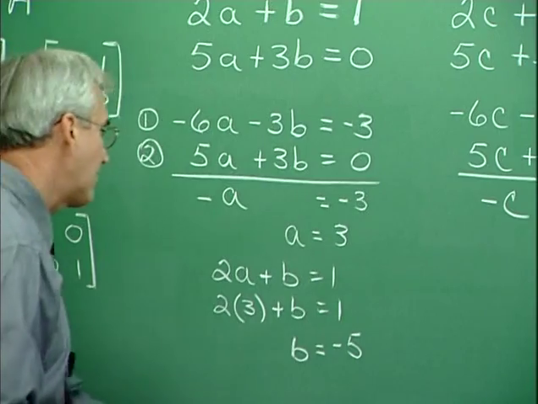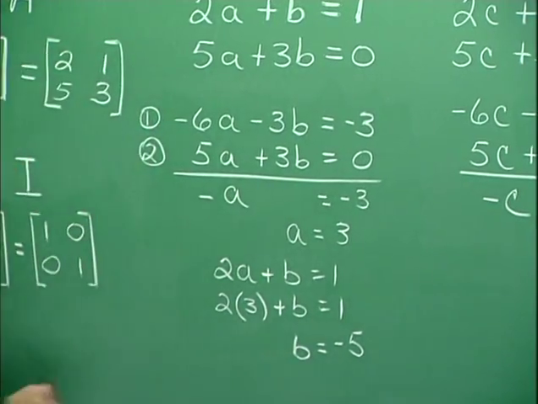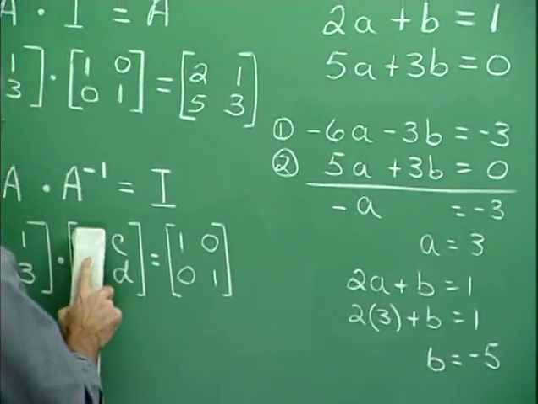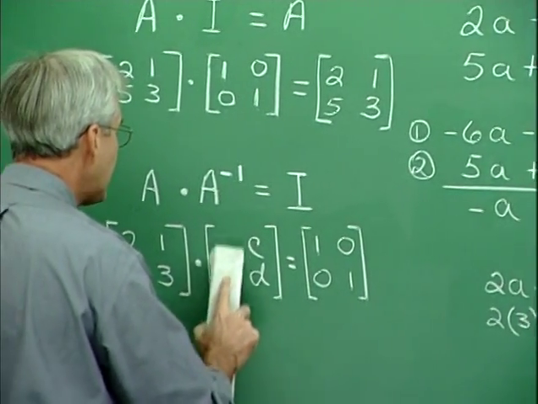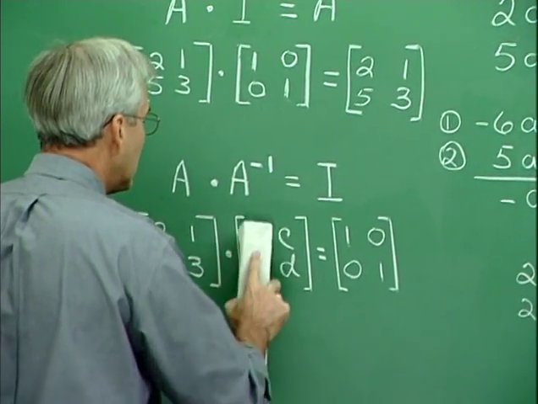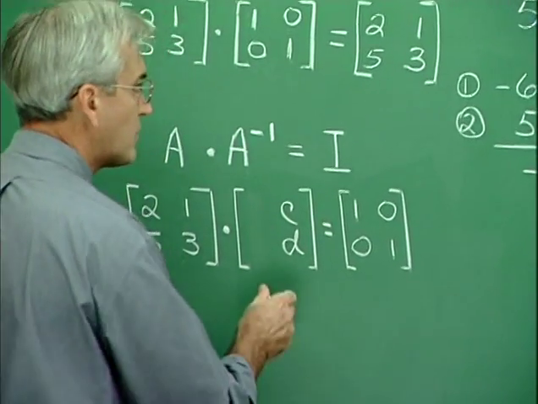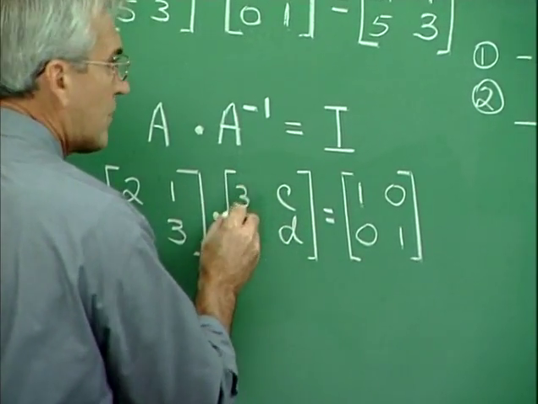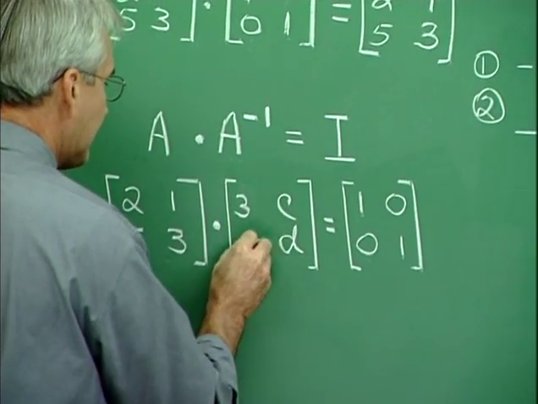Now, once I've found the values for A and B, I could come back here and put those values into this matrix. You see, and then I can find C and D in a similar way. Let's do that. I've got 3 here and -5.